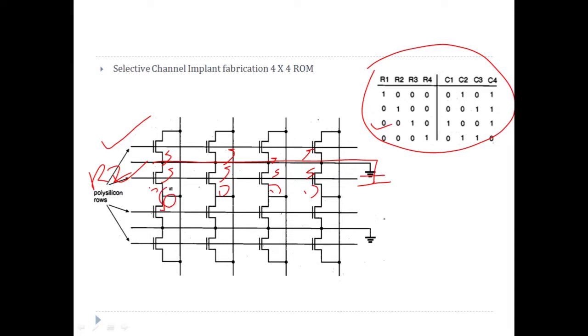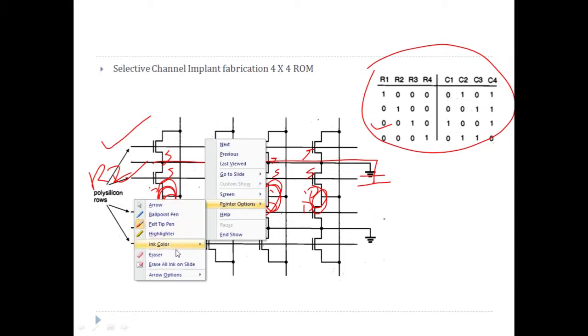So we can share this diffusion. So this is drain of R3, this is drain of R3, this is drain of R3. So what we can do is the same diffusion layer or region can be used, can be shared for the drain.